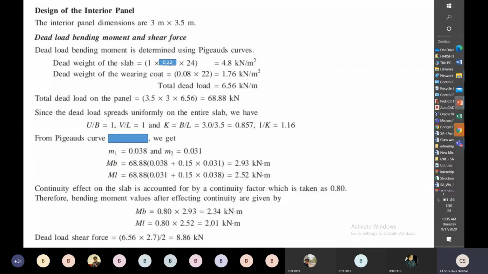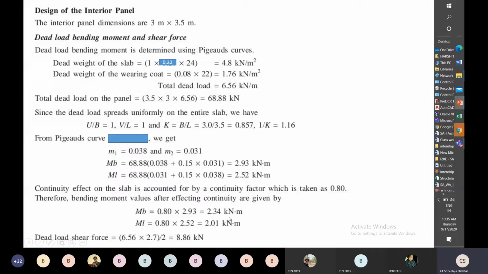Coming to the interior panel design, we are using Pigeaud's method for the calculation of moment coefficients, and the moment along the longer span and moment along the shorter span, because the slab comes under a two-way slab. For a two-way slab, we need to calculate the bending moment along the shorter span as well as the bending moment about the longer span for the design. For that, I'm using Pigeaud's method, which requires u by B values and v by L values. So we calculated these first.